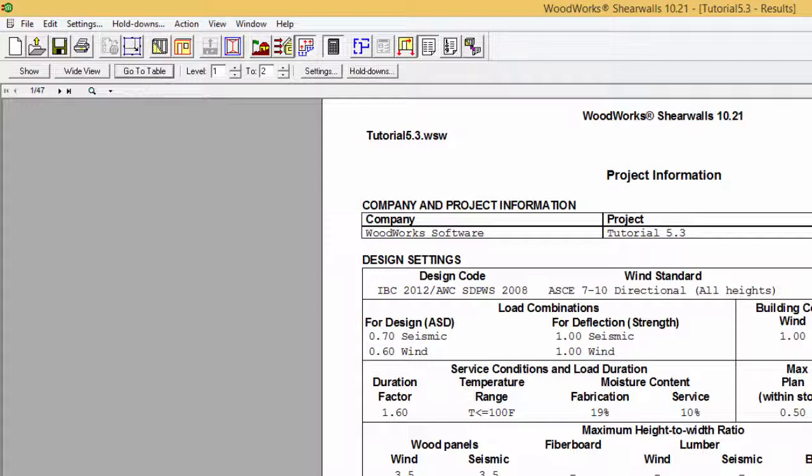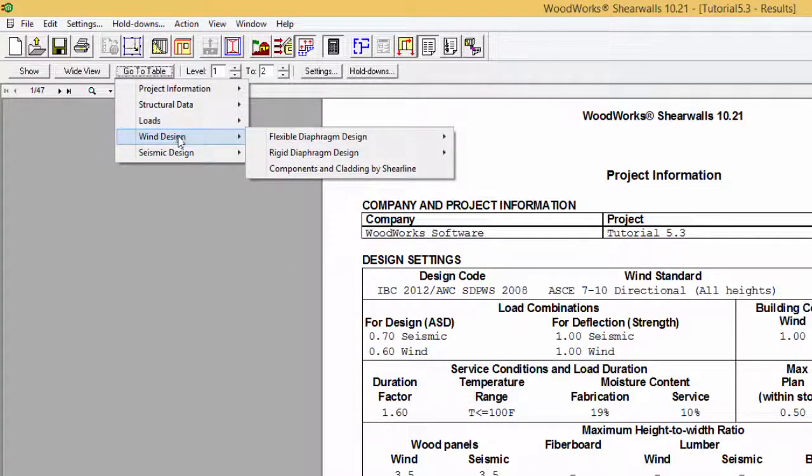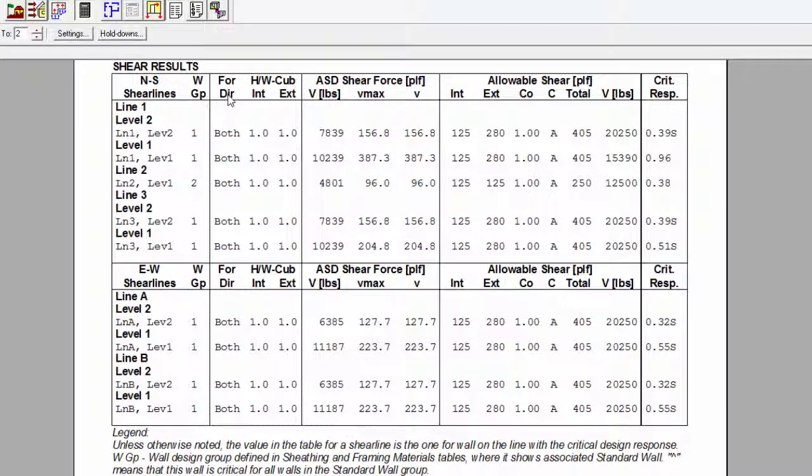The shear results for wind are accessed by the following: go to table, wind design, flexible or rigid diaphragm design, and then shear results. The results are separated into two main groups: the north-south shear lines and the east-west shear lines. The shear lines within a direction are further classified in ascending order, and within each shear line they are further classified by their respective elevation or level in descending order. If there are multiple walls within a shear line, they will be presented separately.